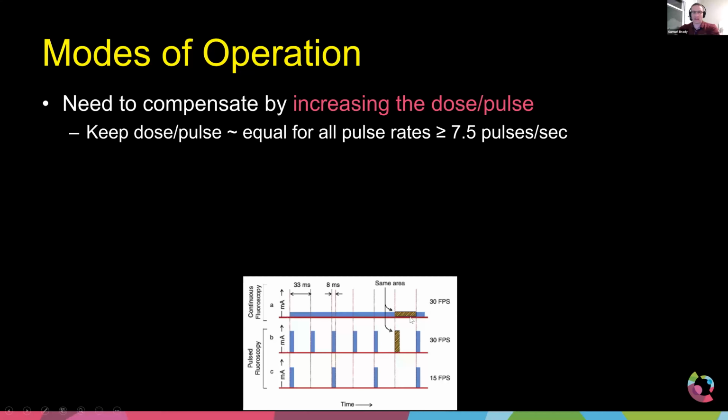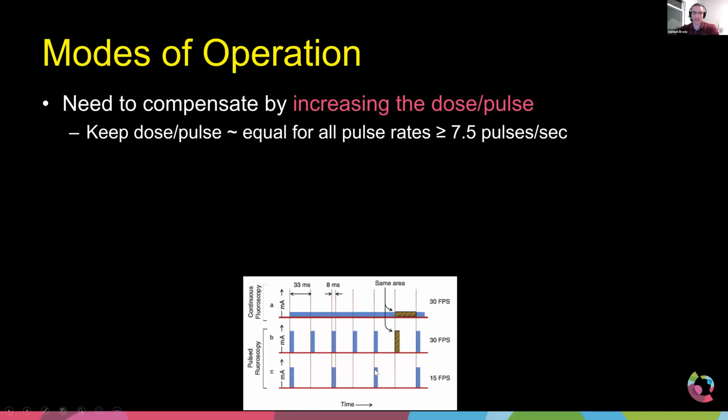So when you look at it mathematically, if you have continuous fluoro over 33 milliseconds, you have this area on this graph, and we want to keep this area the same when we pulse it. So if we acquire the same amount of photons in that 33 milliseconds, but now we acquire that same amount of photons in only 8 milliseconds, well, that's great. Now the noise will be perceived as the same.